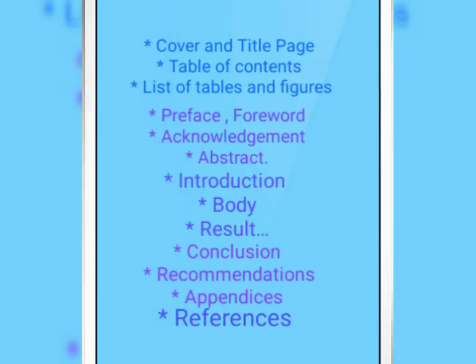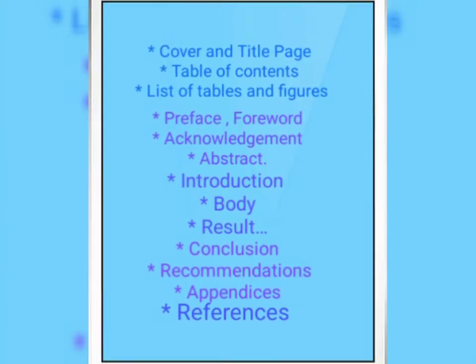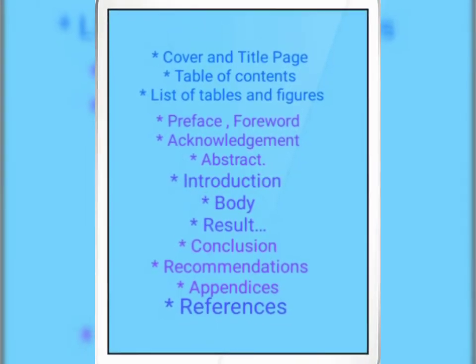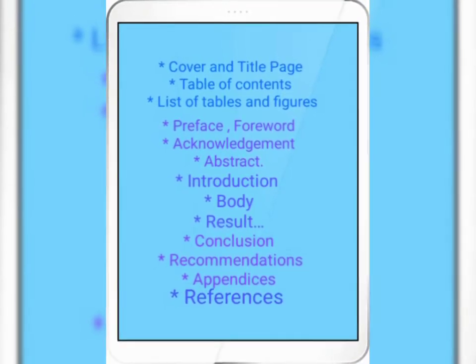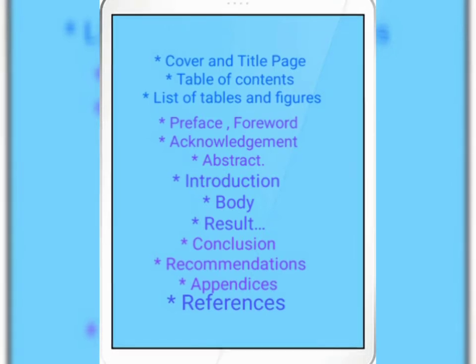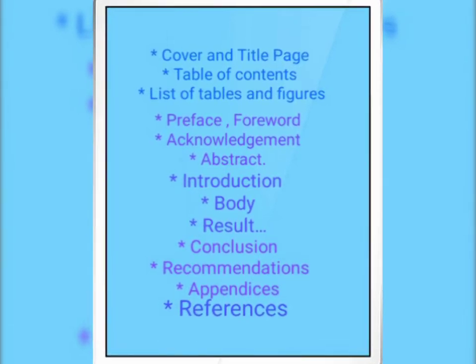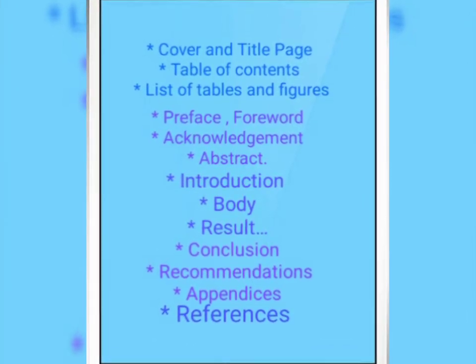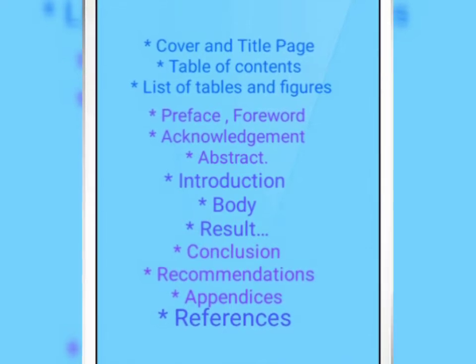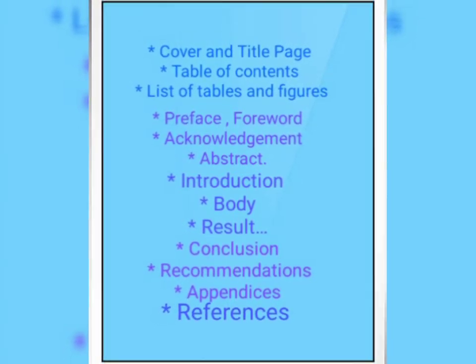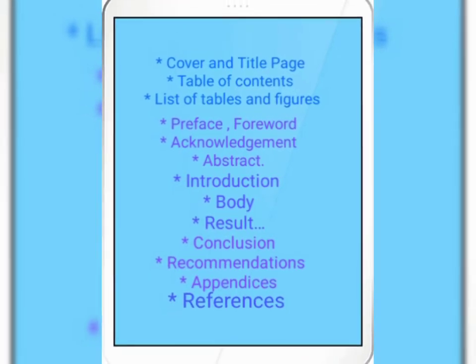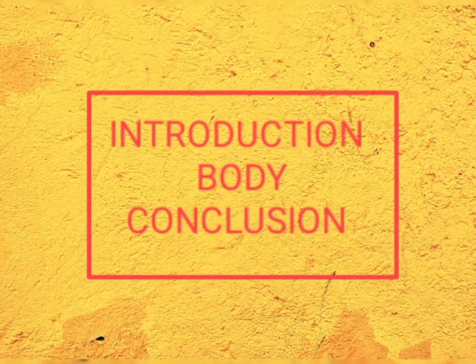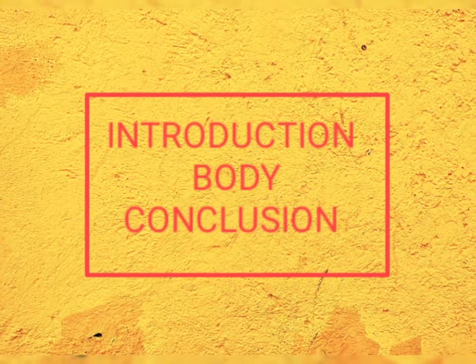Now, let us discuss the table of contents and contents of the report. Number 1, cover and title page. 2, table of contents. 3, list of tables and figures. 4, preface, foreword, acknowledgement. 5, abstract. 6, introduction. 7, body. 8, result. 9, conclusion and recommendations. 10, appendices and references.